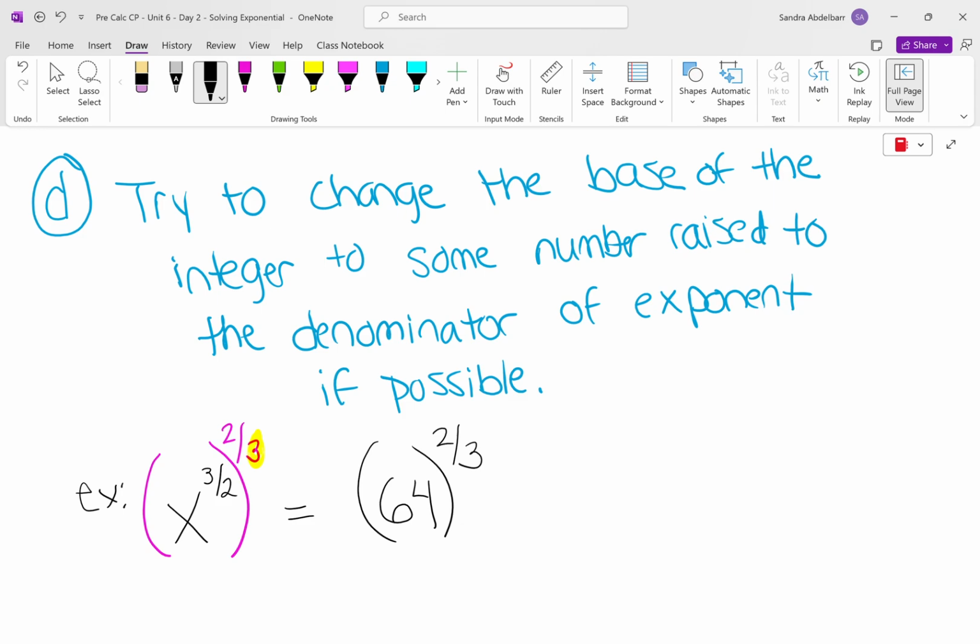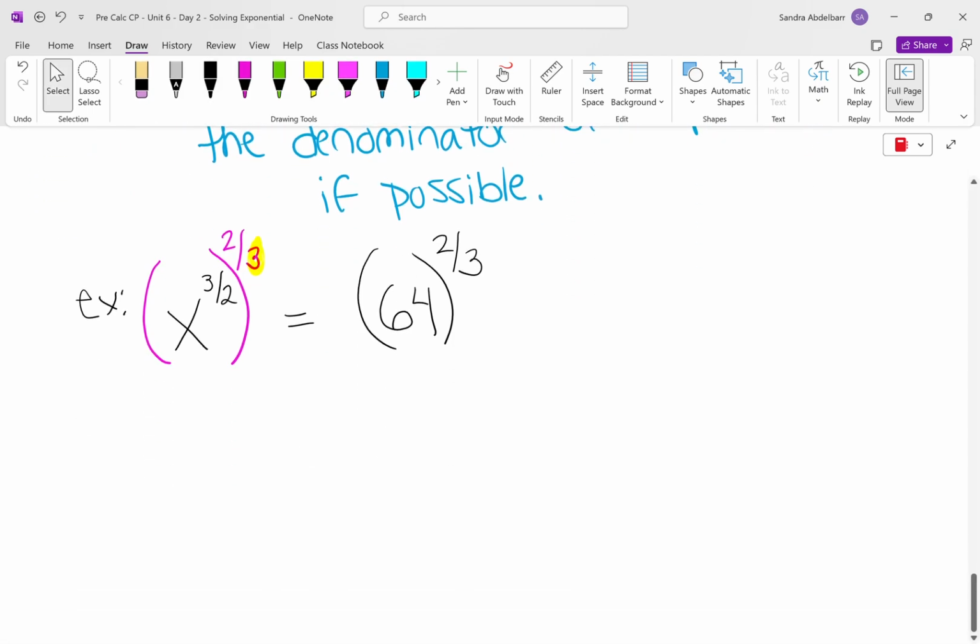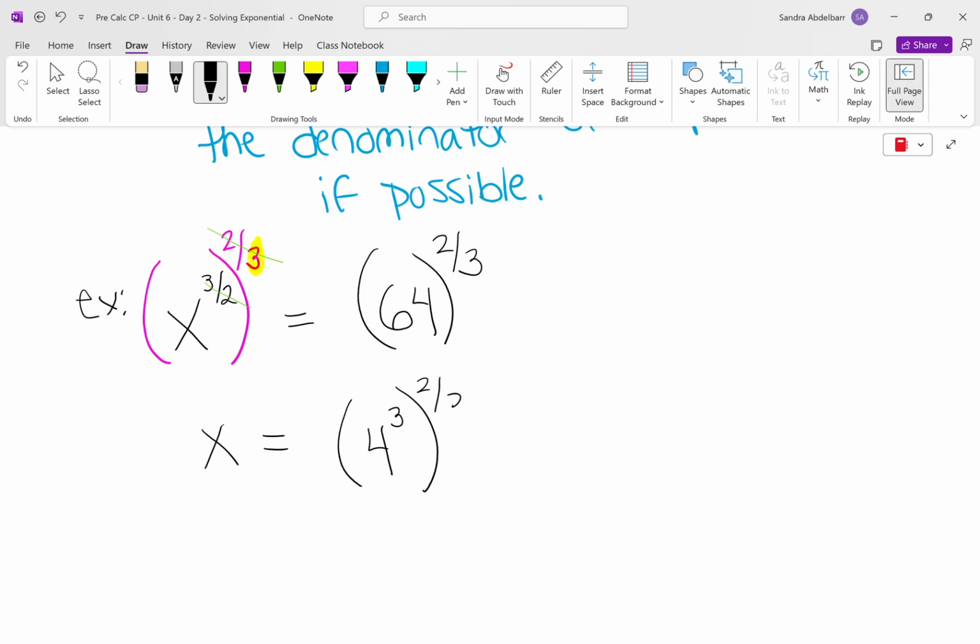Now I said, if possible, change this integer into some base raised to the 3rd power. What number raised to the 3rd power is 64? Not 2. 4. So here, when we have x to the 3/2 raised to the 2/3, do we agree that cancels out to 1? So this is just x.